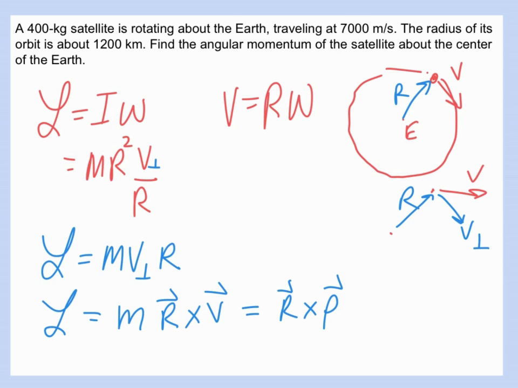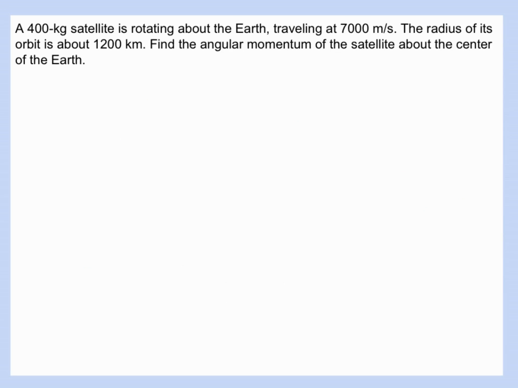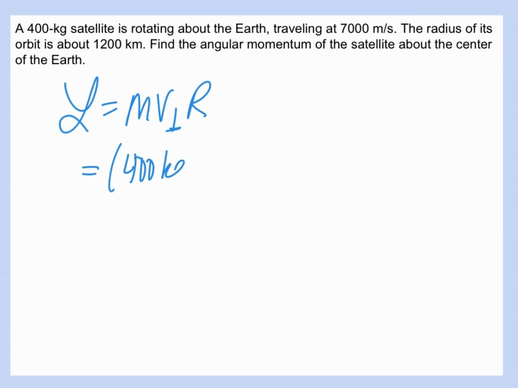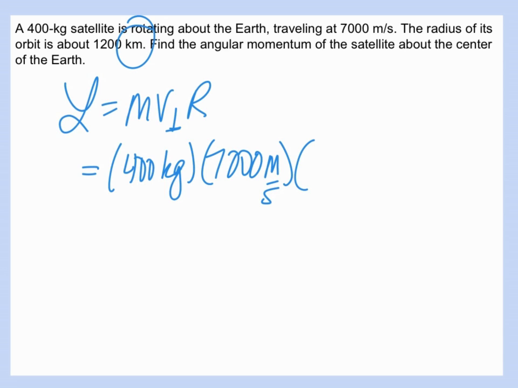Let's see how it works out with this problem. So if L is equal to m v perpendicular times r, that's usually the form that I like to use. Our mass is 400 kilograms. The velocity is, or the speed I guess is better, 7,000 meters per second. And then the radius is 1,200 kilometers. Got to make sure I convert that. So I'm going to add a few more zeros here. So 1, 2, 3 more zeros to convert that to meters.